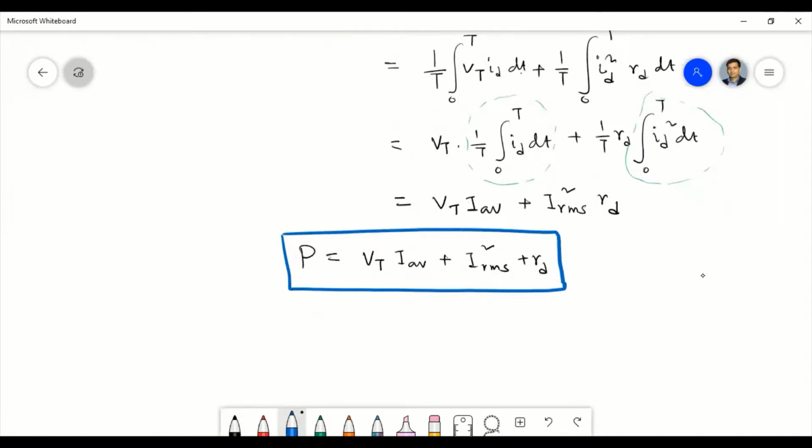So this is all about the power diode. Then we'll start the transistor, the power transistor.